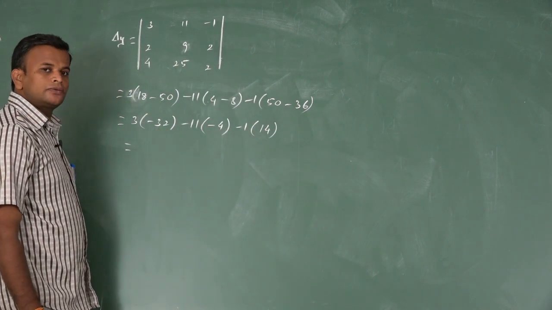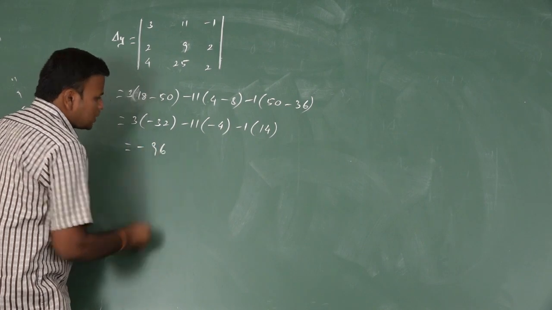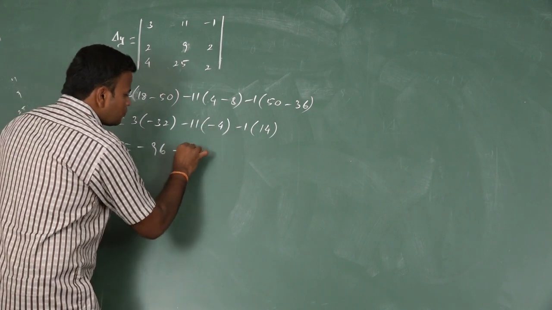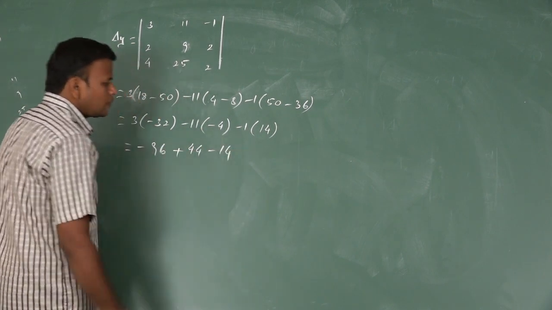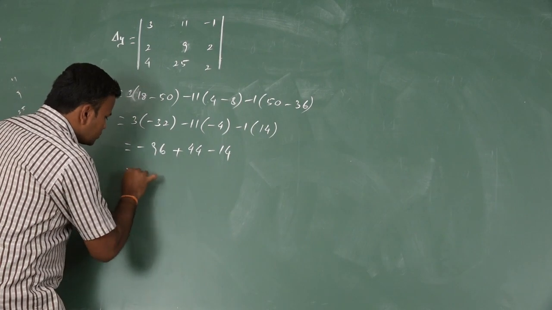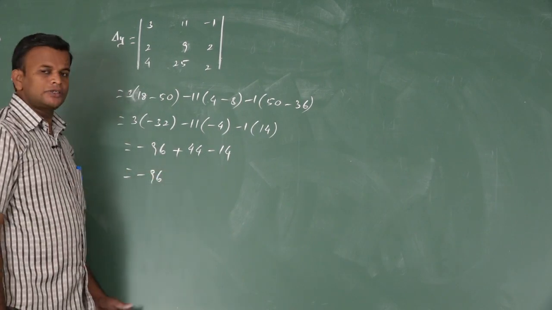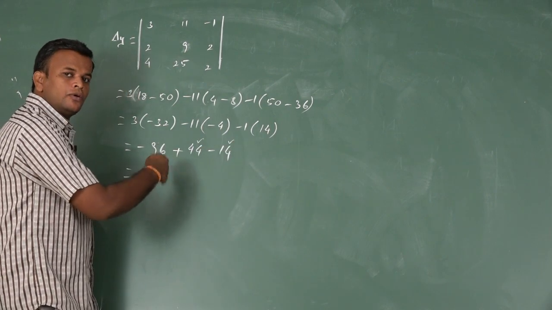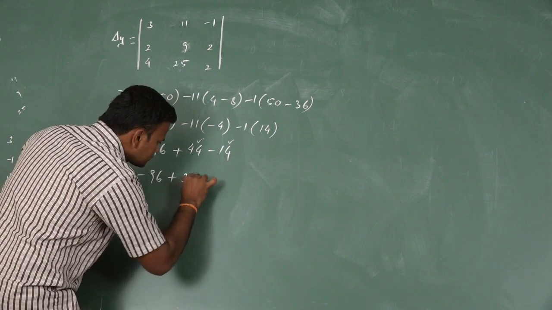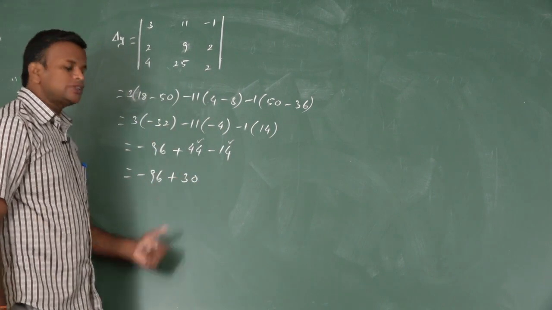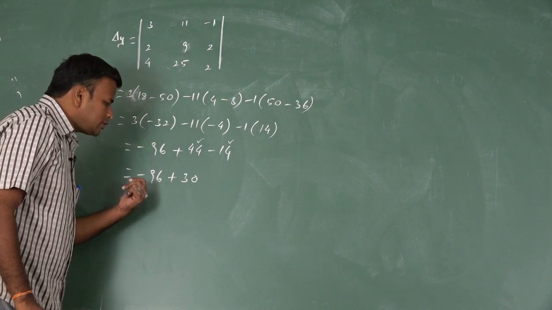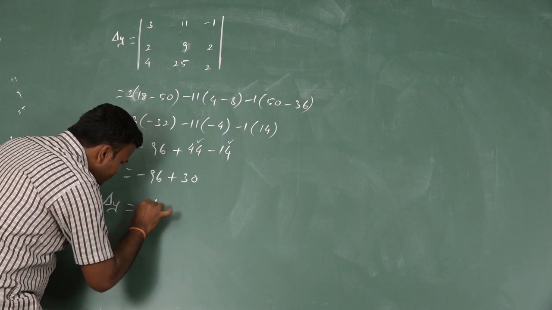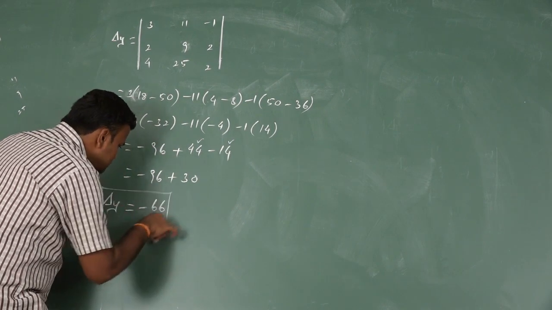3 into minus 32 is minus 96. Minus and minus is plus, 11 4s are 44. Minus 14. Minus 96. The simplification is we simplify anywhere. 44 minus 14 is plus 30. Now minus 96 plus 30. The answer is minus 66. So the value of del y is equal to minus 66.